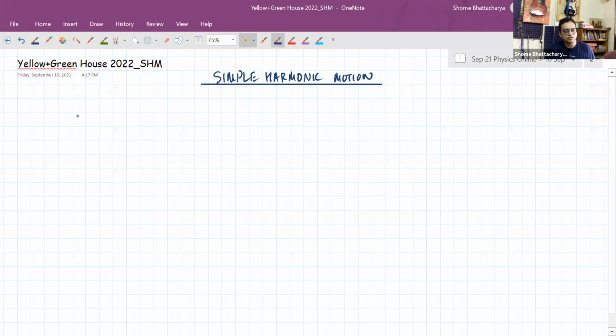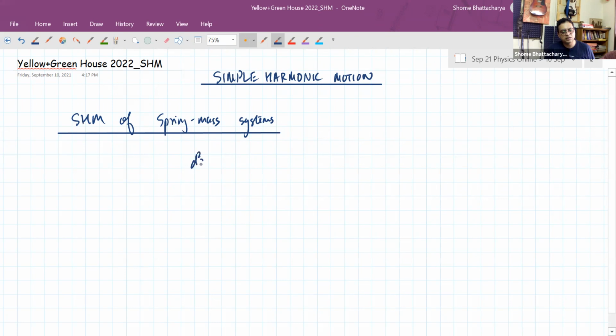So we were looking at simple harmonic motion of spring mass type of systems. Let's continue with that today with some more examples. We saw that essentially what happens in spring mass systems is that we get an equation like this: d2x by dt square is equal to minus omega square x, where omega square comes out to be the equivalent spring constant divided by mass.